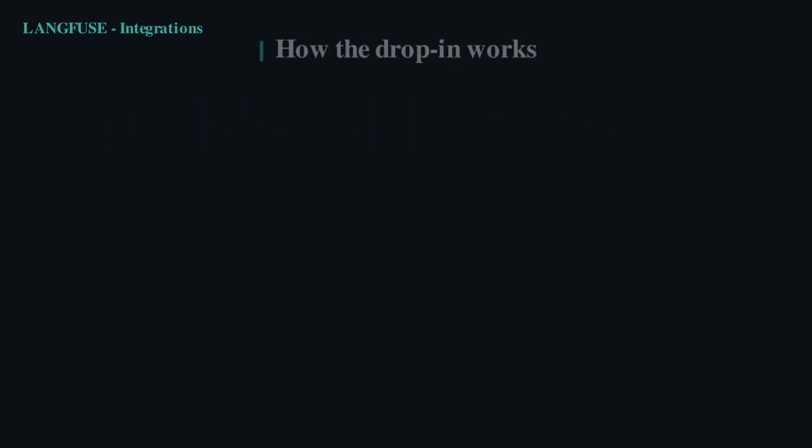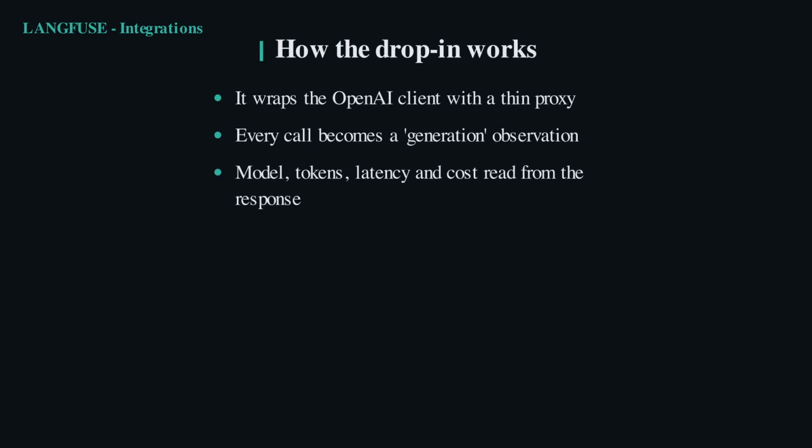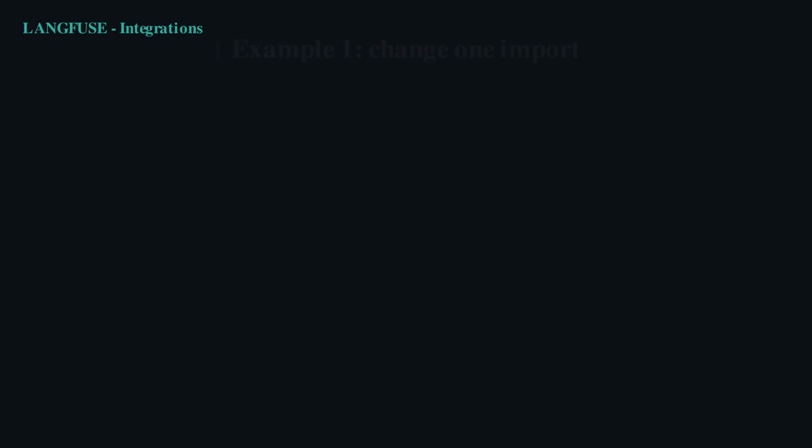The OpenAI integration is a wrapper around the real client. Every completion becomes a generation, and the usage numbers are pulled straight from the API response, streaming and async included. For the OpenAI SDK, you change exactly one line, the import.